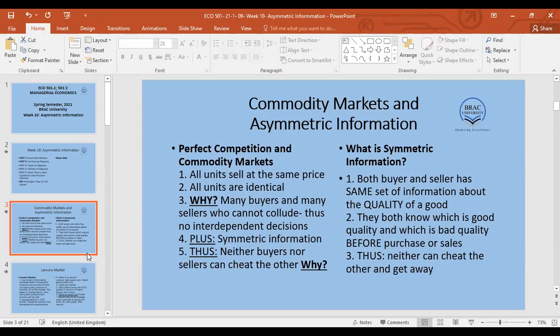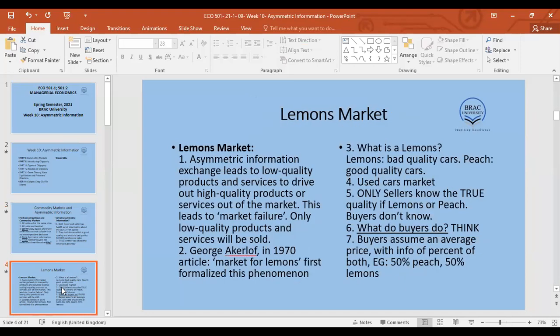So it doesn't matter who has more information. If information is asymmetric, tilted towards the buyers, buyers can cheat the sellers. Tilted towards the sellers, sellers can cheat the buyers. Now, in your text, they introduce the second-hand car market as a lemons market. This has a little historical background. In 1970, George Akerlof wrote an article called Market for Lemons.